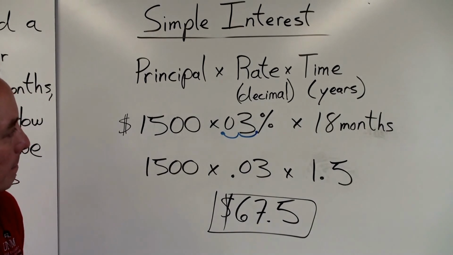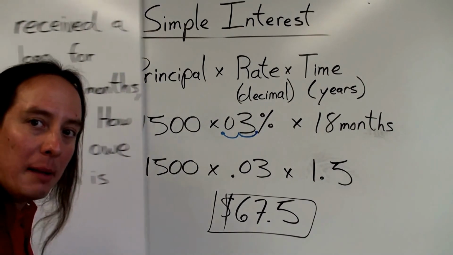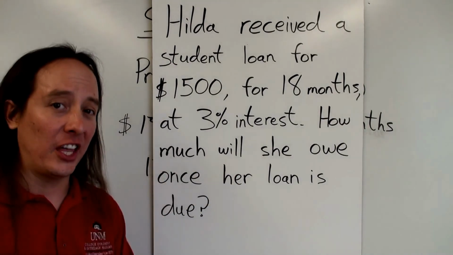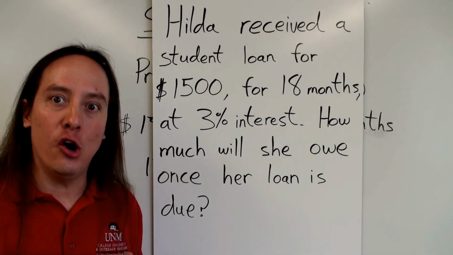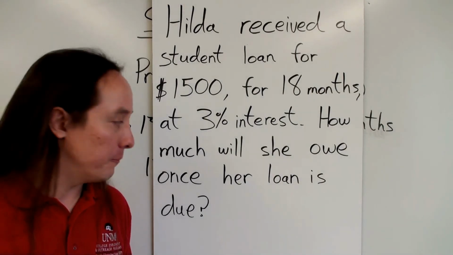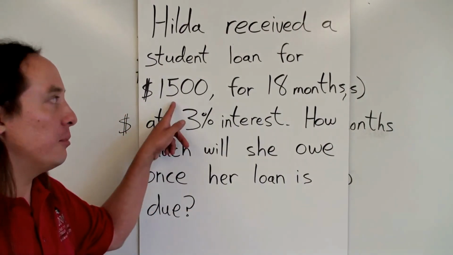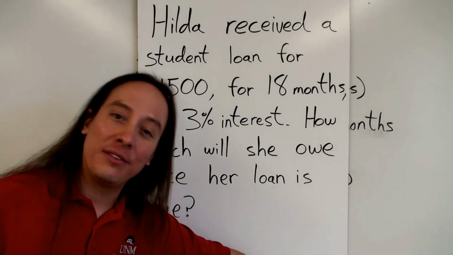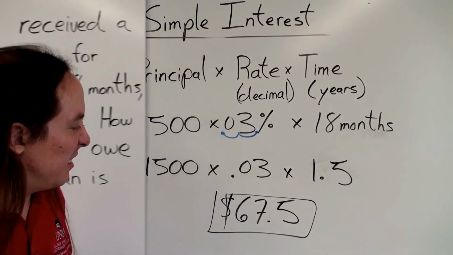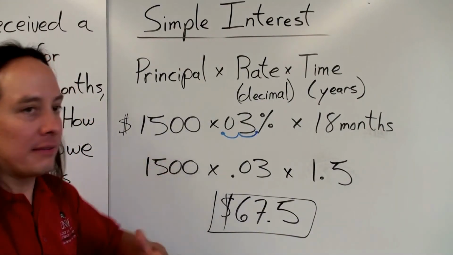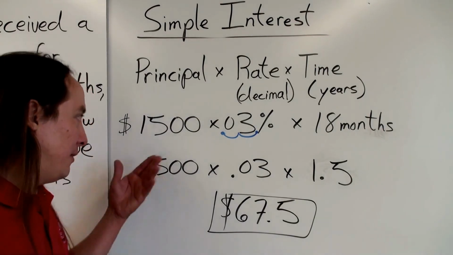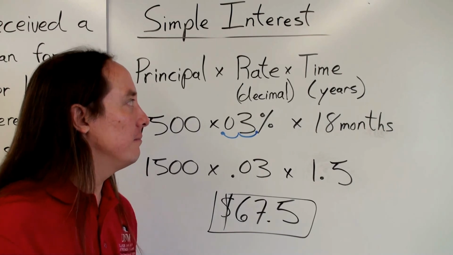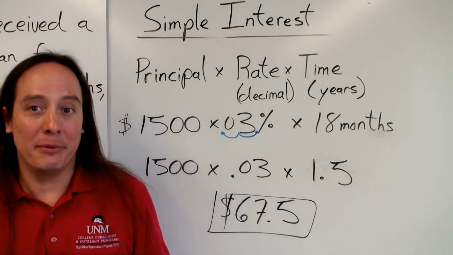Okay? Now remember what the problem said. The problem was asking, how much will she owe? And that means everything. Not just the interest, but how much does she owe once the loan is due, right? And that would be, she owes the principal that she borrowed, $1,500, and the interest, which was $67.50. So I guess the final answer would be $1,567.50.